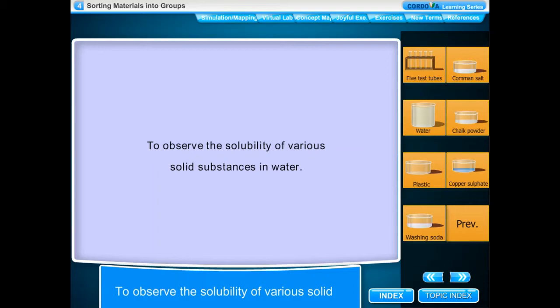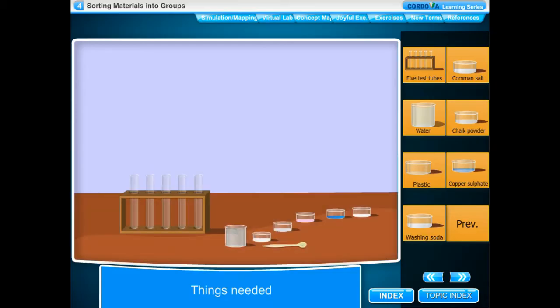To observe the solubility of various solid substances in water. Things needed: 5 test tubes, test tube stand, water, common salt, chalk powder, plastic, copper sulfate, washing soda.